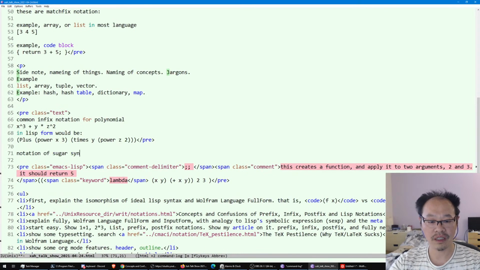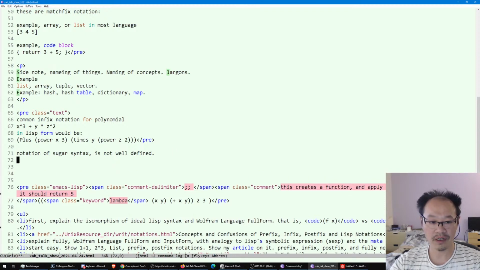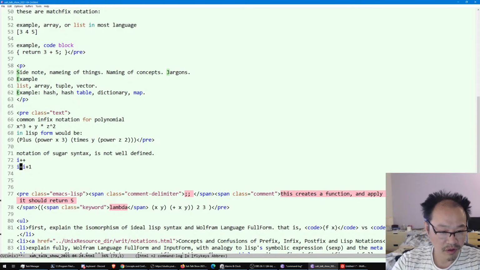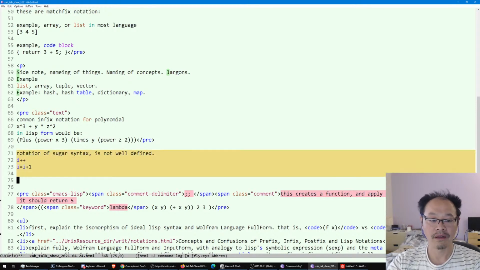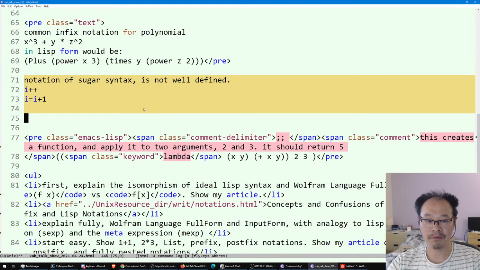The notion of syntax sugar is not well defined. But for example, I++ versus I equals I plus 1. I forgot which one is before or which one is after, plus I. Let's just say that. I know you know what I mean, so don't nitpick.